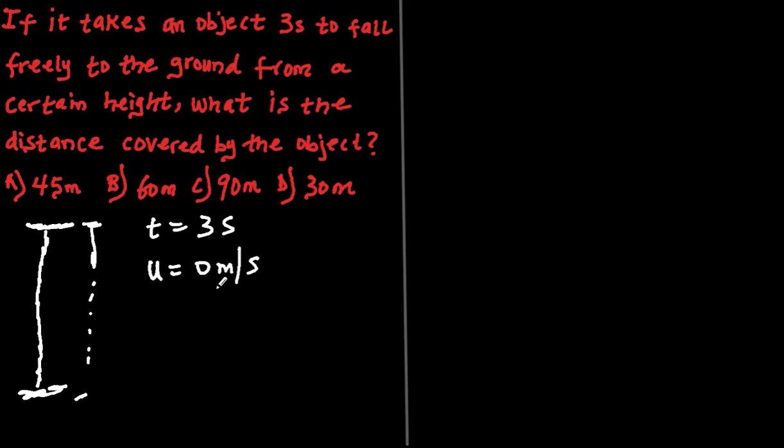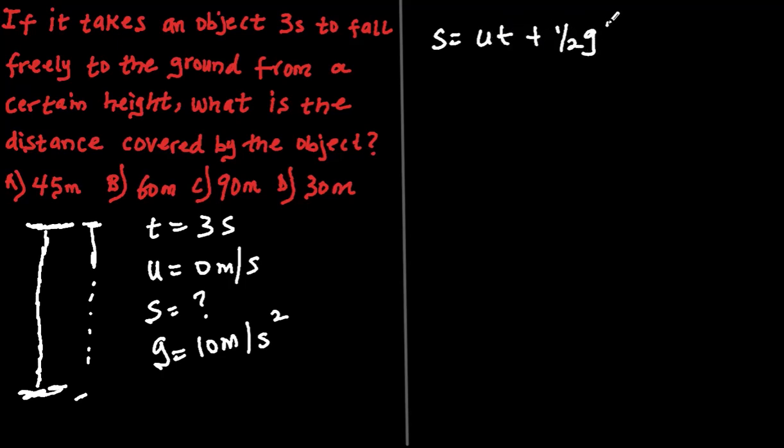What is the distance covered? So we are looking for s, and then since it's under gravity, we take our gravity to be equal to 10 meters per second squared. So plug in your equation of motion. Which equation of motion has all of this? It's going to be s equals ut plus half gt squared.